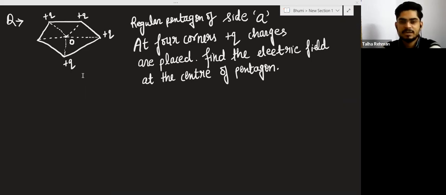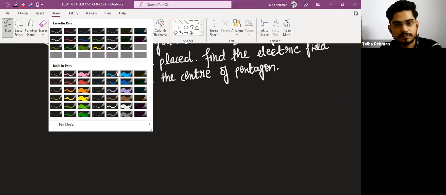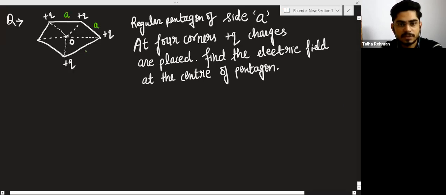Okay, and this pentagon has a side A. This side is A, this is A, this is A, this is A. This is a regular pentagon, and the triangles are equilateral, meaning this side is again A, and this is again A. Okay, and this is point O where we have to find the electric field.